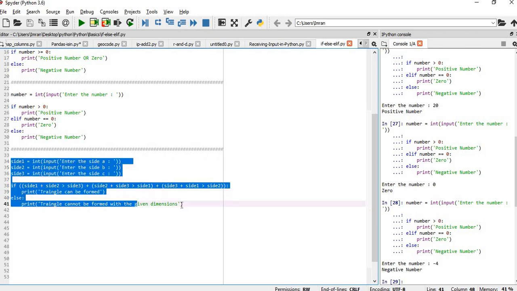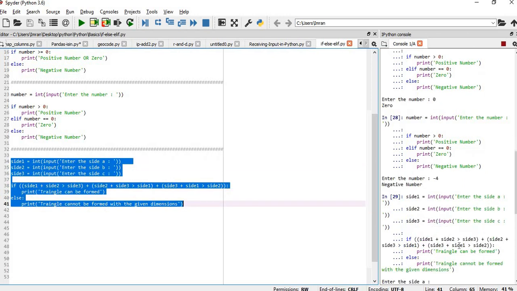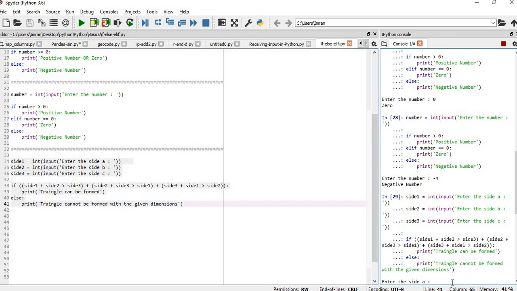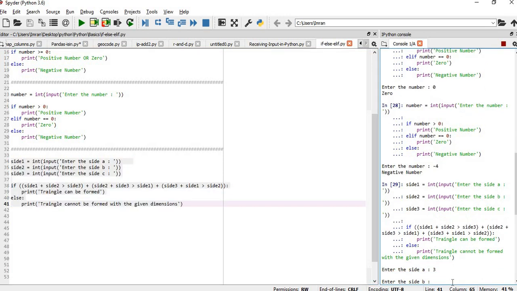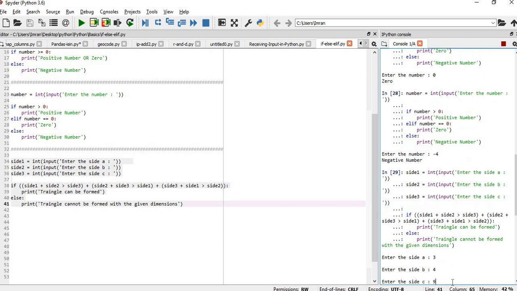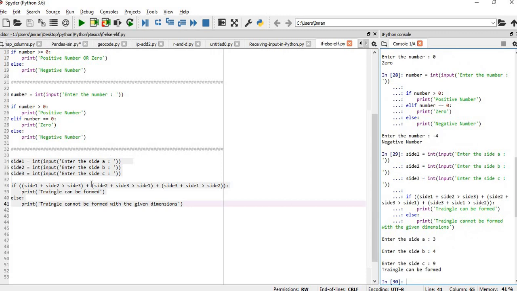Okay, so in this case we will simply execute this. Suppose we give side A as 3, side B as 4 and side C as 9. The sum of the first two sides, 3 plus 4, should be greater than 9, right? And here 3 plus 4 is 7, and 7 is less than 9. It should say that triangle cannot be formed with the given dimensions. The mistake I made is that here it should be an AND condition, not the plus. Plus was by mistake.